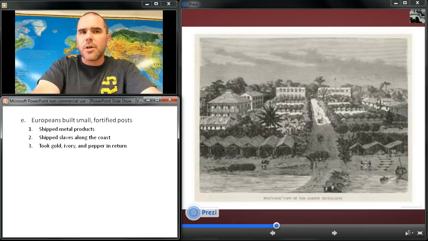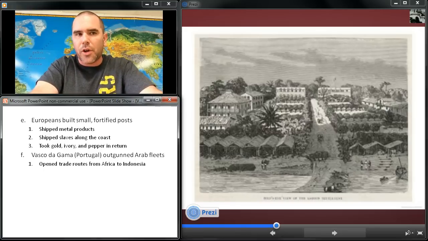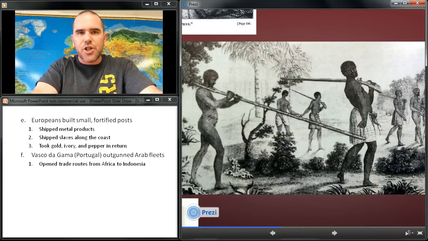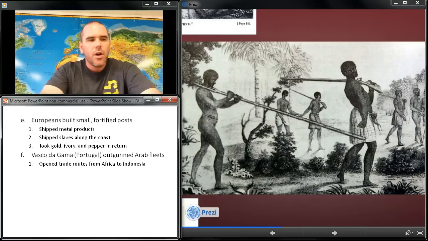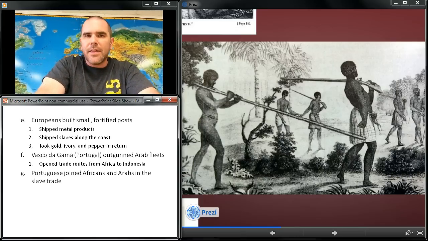In 1502, Vasco da Gama's ships outgunned Arab fleets, and the Portuguese government soon built fortified trading posts on the coast and opened trade routes from Africa all the way to Indonesia and up the coast of Asia to China and Japan. Portuguese traders joined African states and Arab merchants in this slave trade.